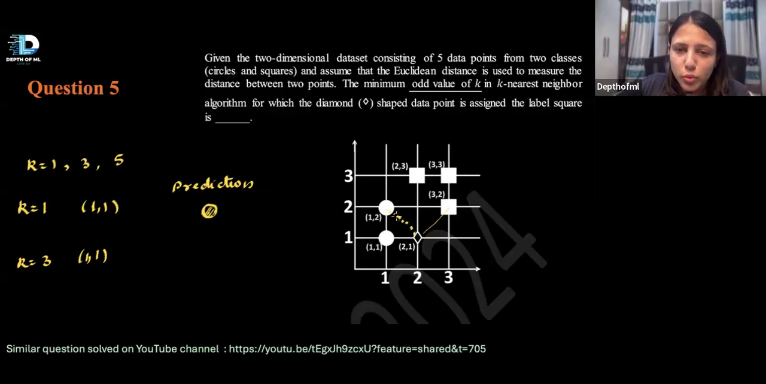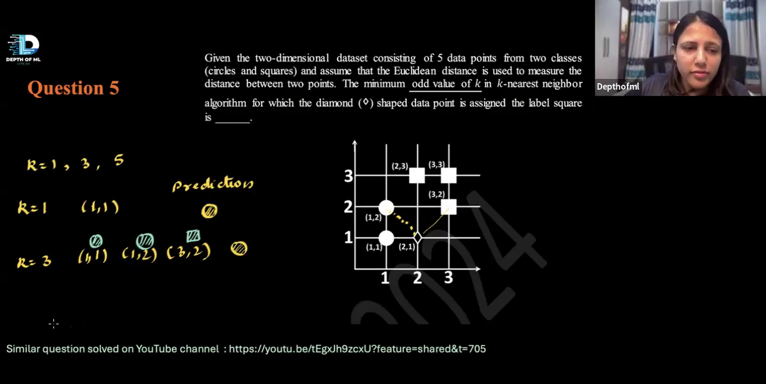So these 2 points, right? This circle 1, 2 is the nearest, and then 3, 2. You can do it visually. You don't even have to compute distances over here, right? So now you have 3 points. These 2 are circles, and this is a square, right? So your prediction value will come out to be circle again, right? Now you can stop here and just say k is equal to 5, but let's do it for the sake of completion.